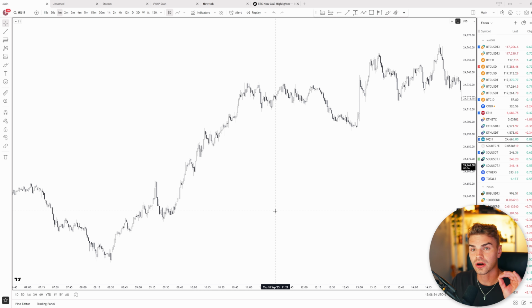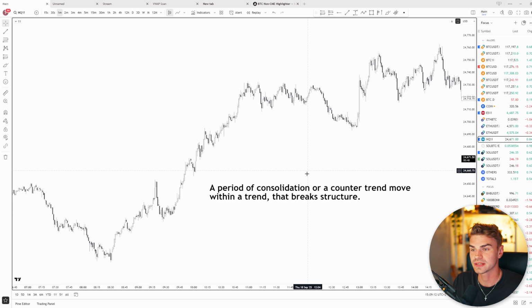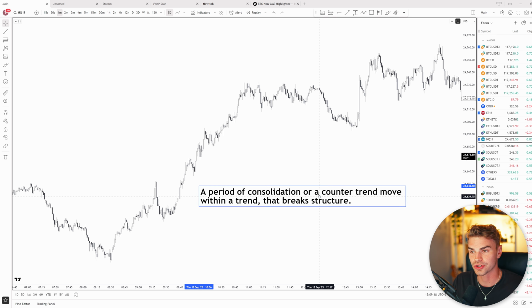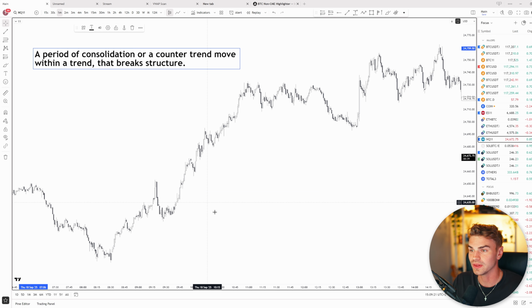So I know that there are a ton of different definitions out there. I think maybe the word order block comes from ICT. I'm sure he thinks that he invented this concept. But I call it either an order block or a demand block or a demand zone, right? Because my definition of an order block is a period of consolidation or a counter trend move within a trend that breaks structure, okay? I will show you what that looks like.